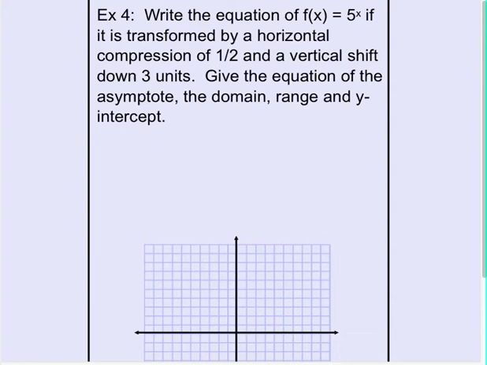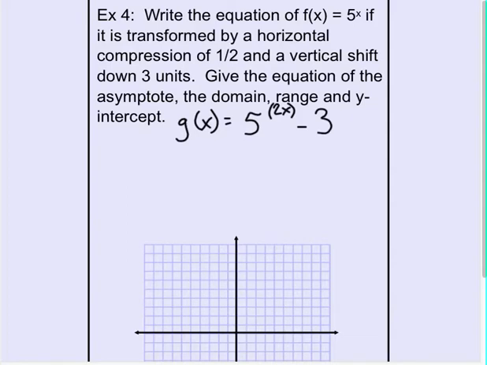Now we're going to take a look at being told what the transformation is and writing the equation. So we've got our exponential 5 to the x power transformed by a horizontal compression of half. Horizontal stretches and compressions get grouped with the x, and it's the opposite of what you think. So if it's a compression, it looks like a stretch. So our exponent is 2 times x, and a vertical shift down, so that's outside the exponent, 3 units.